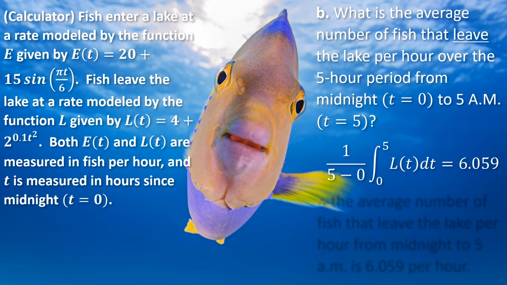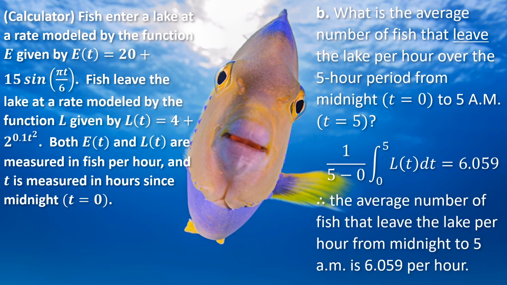I get 6.059, which tells me that the average number of fish that leave the lake from midnight to 5 a.m. is 6.059 per hour. All right, so again, I'm getting 1 point for that integral setup, literally writing down that integral, and then 1 point for that answer.